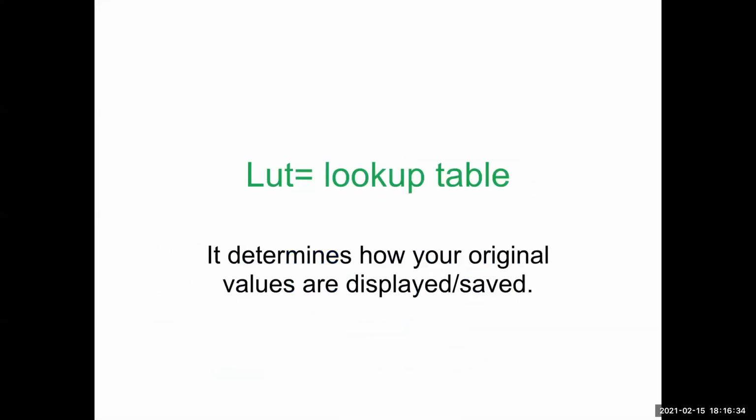Okay, so again, what is a lookup table? It is a set of instructions that your digital device uses to display your digital image. So it determines how your original values are displayed or saved. And it's actually just a table, as I will show you in a moment, that says if the original value was 0, display it as 0. Original value is 303, we'll display it as grade level 303.